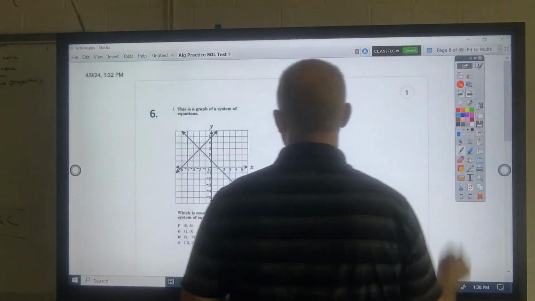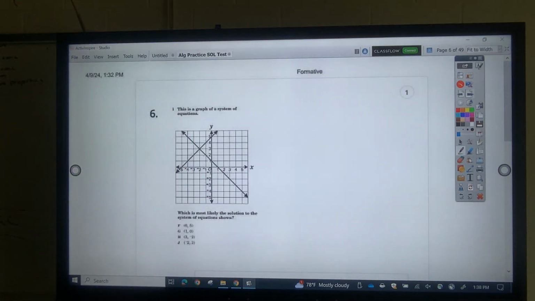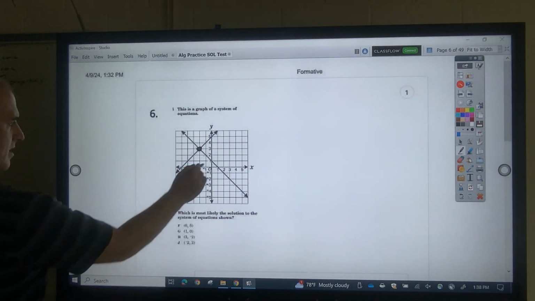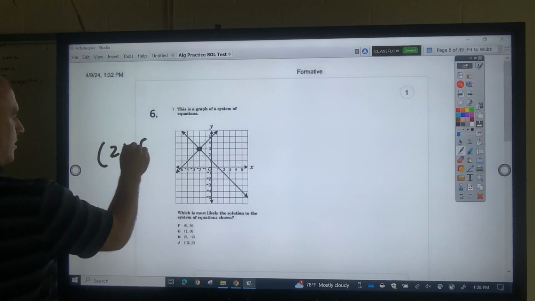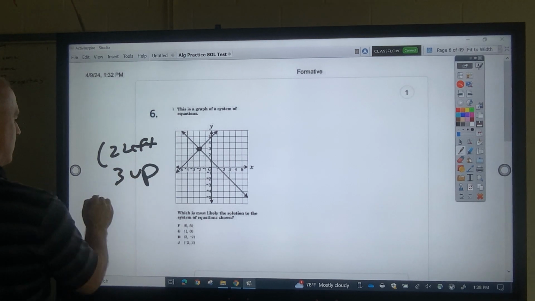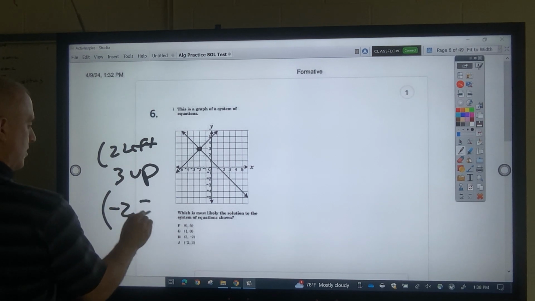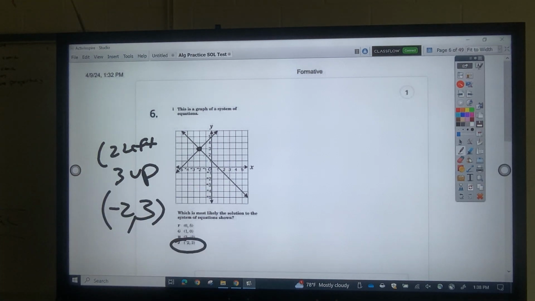All right, question 6 is next. Where's that intersection? That answer is going to be here. That's 2 left and 3 up. So what does that look like? -2, 3. It's going to be that one.